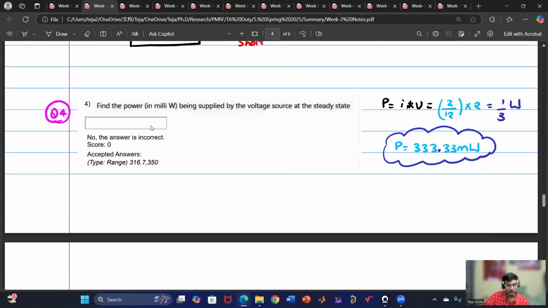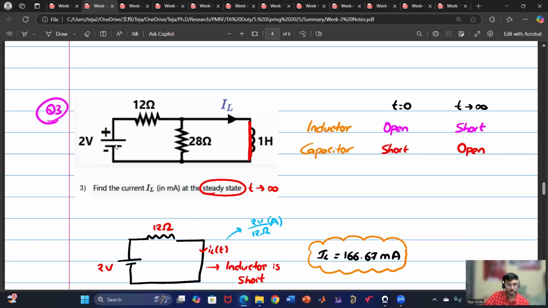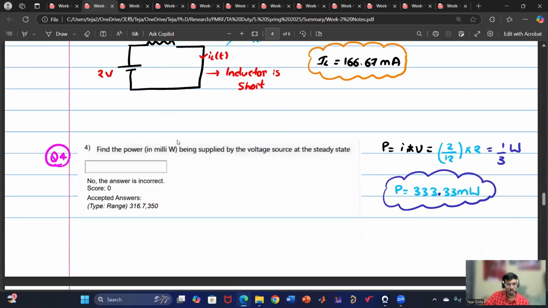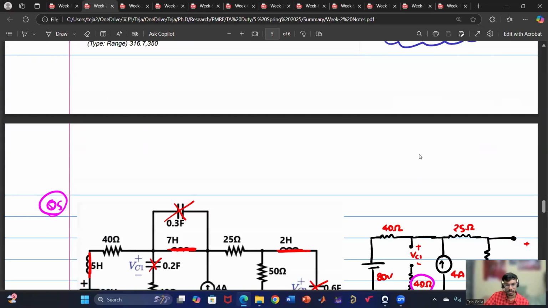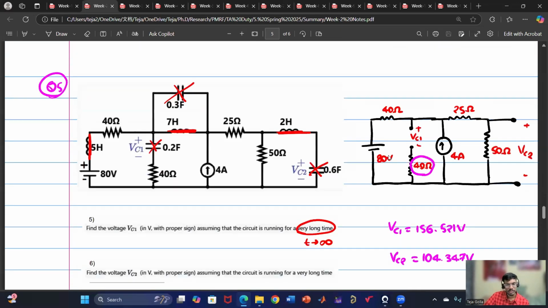And then they're also asking what is the power supplied by the source. Power supplied by the source is nothing but the current it supplies times this voltage, which gives us the power. Then we solved another problem which looks very complicated, but again they are saying a very long time, which means t tends to infinity. So the capacitor will be open and the inductor will be short circuited, and this is the final circuit.